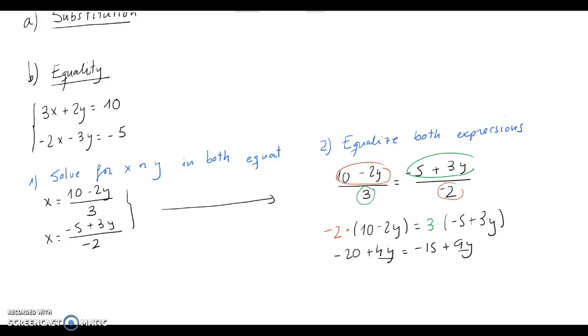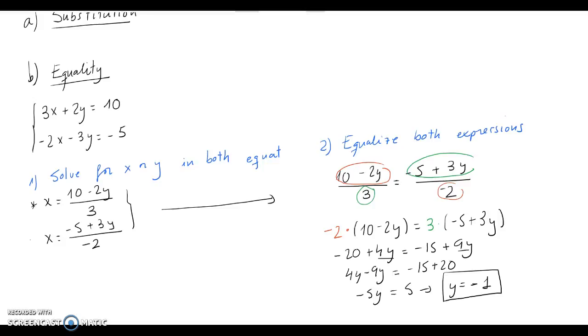I'm going to move all my y terms to the left side. So 4y minus 9y is going to be equal to minus 15 plus 20. So minus 5y equals 5. So the y is going to be minus 1. I already have my first solution. Let's find the second solution.